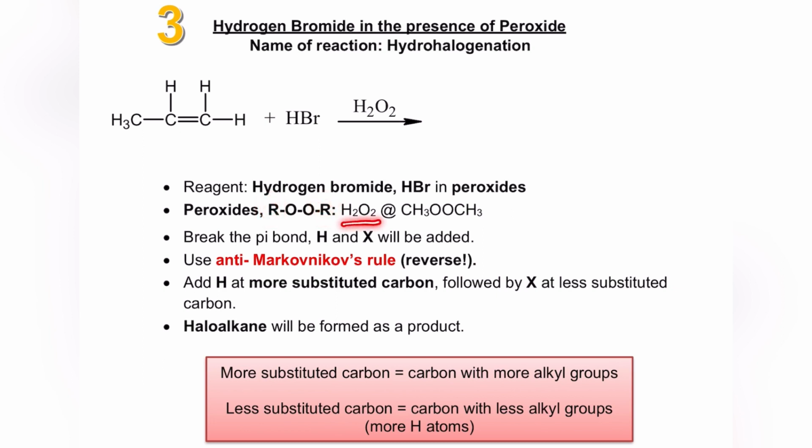Contoh H2O2 ataupun CH3OOCH3. H2O2 ni juga awak boleh open the structure kalau awak nak tulis dalam bentuk HOOH. Tak ada masalah, sama je. Okay, so ini namanya hydrogen peroxide sebab kita ada hydrogen. So, when we want to write the chemical equation, tambah sahaja HBr, cuma kena letak peroxide dekat atas anak panah. So, ini cara tulis chemical equation.